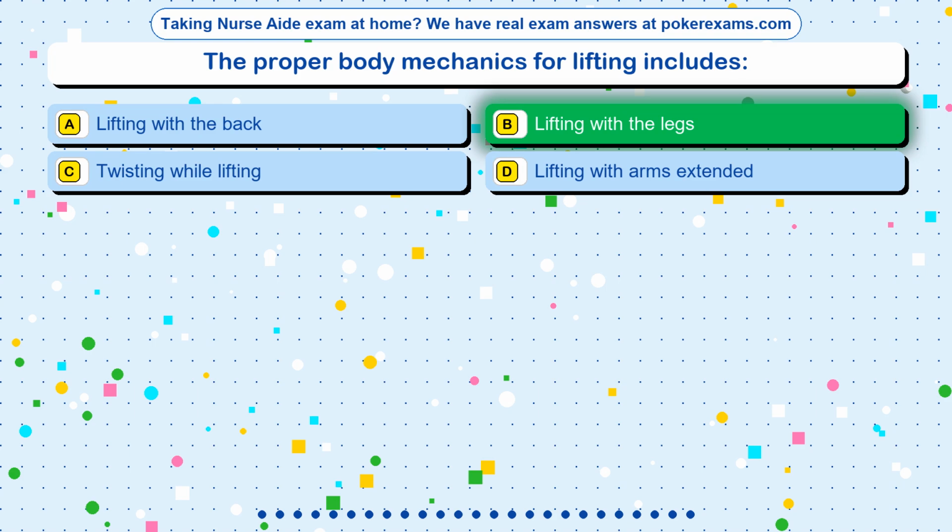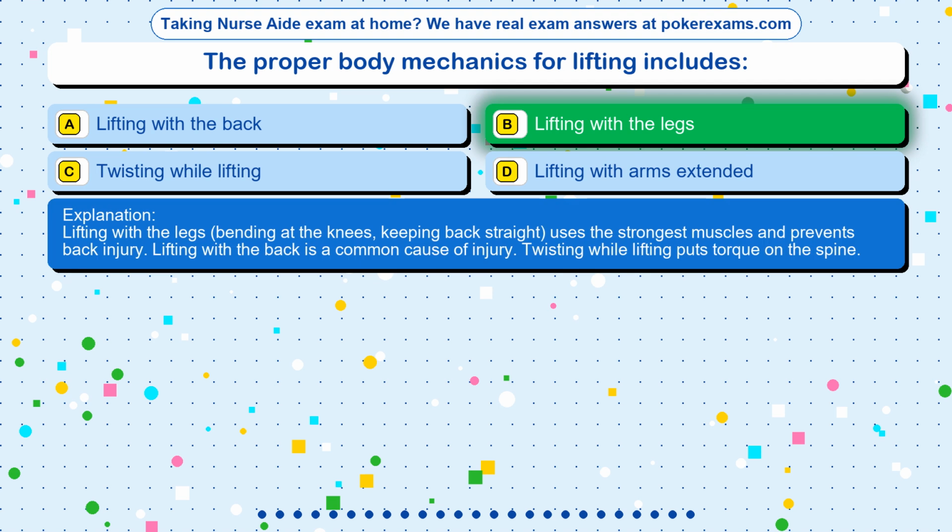The correct answer is option B, lifting with the legs. Lifting with the legs, bending at the knees, keeping back straight, uses the strongest muscles and prevents back injury. Lifting with the back is a common cause of injury. Twisting while lifting puts torque on the spine.